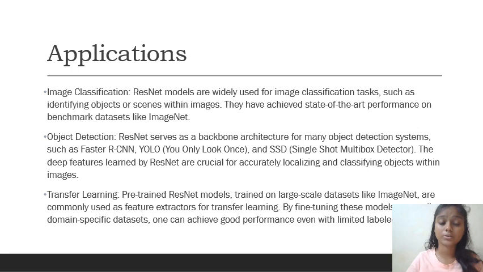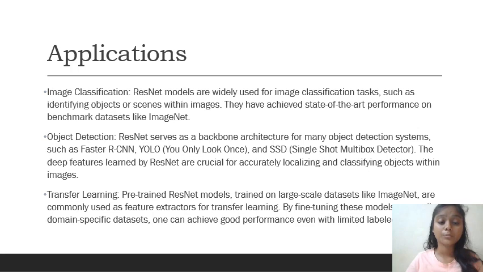Object detection. ResNet serves as a backbone architecture for many object detection systems such as Faster R-CNN, YOLO (You Only Look Once), and SSD (Single Shot MultiBox Detector). The deep features learned by ResNet are crucial for accurately localizing and classifying the objects within images.